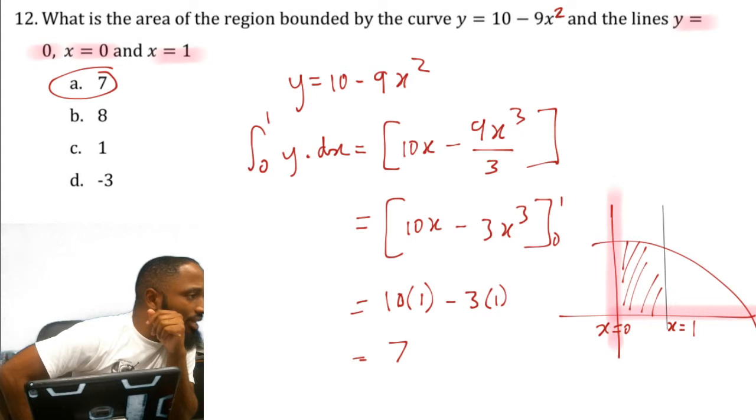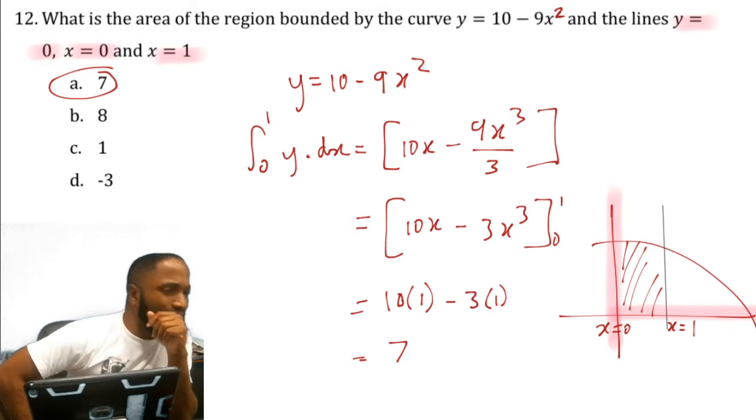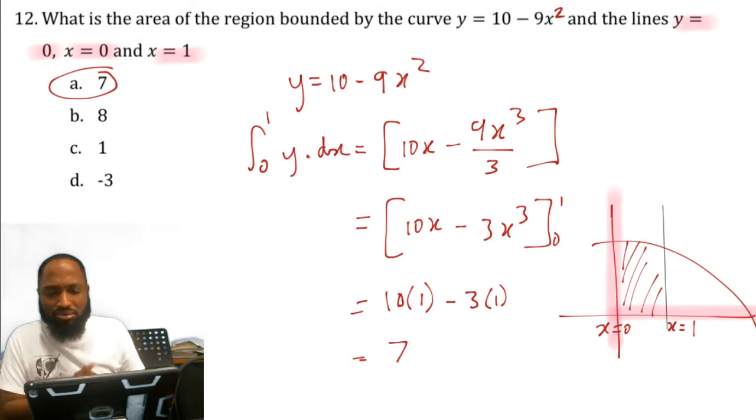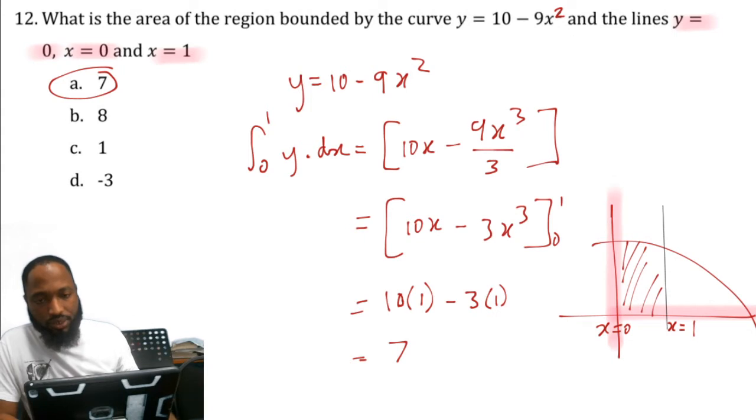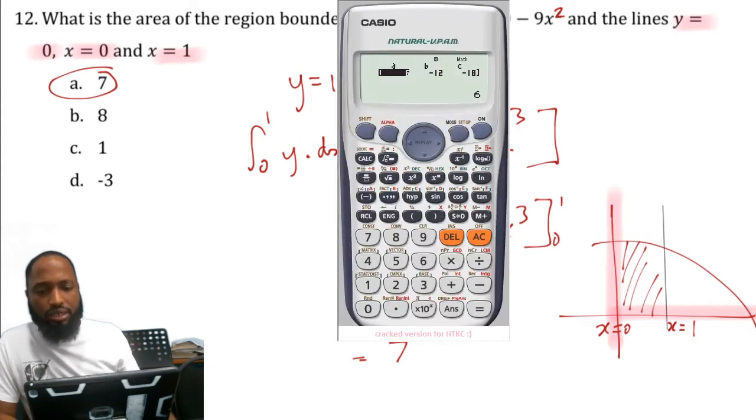12 A. Deepak gets A, Kedan gets A, Tori gets A, Mikhail gets A. So all the brilliant people are saying A. So can you do this in your head? Yeah, you can do it in your head. I mean, right? But I'll show you how to do it on your calculator.